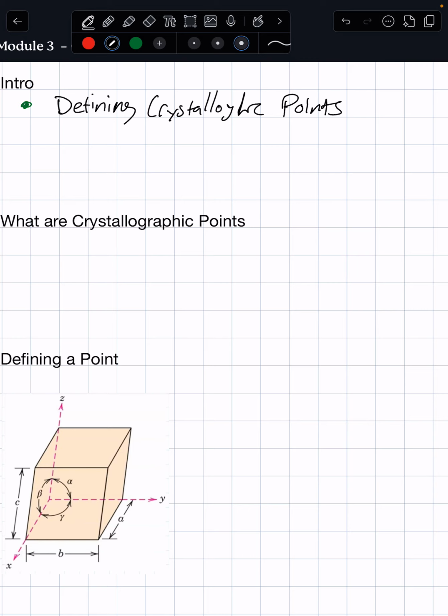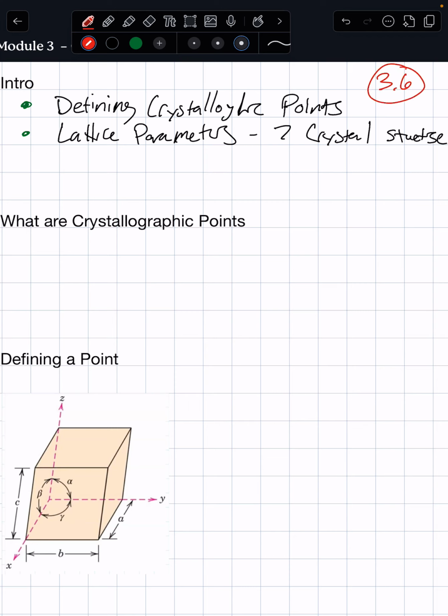Number 2, understanding lattice parameters. I swear my handwriting is going to get better. I swear it is as we go through the semester. But yeah, think about those lattice parameters, and then the 7 crystal structures that those parameters help inform. And you can find that actually on table 3.6 in your book. Sometimes when they show you a table, it actually is really, really important. This is one of those important tables.